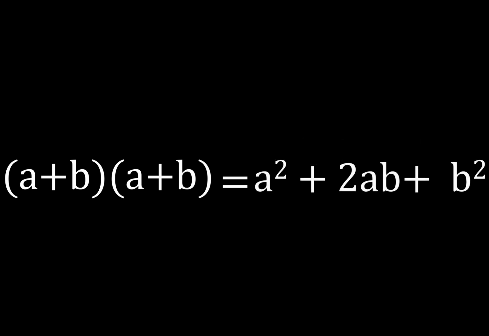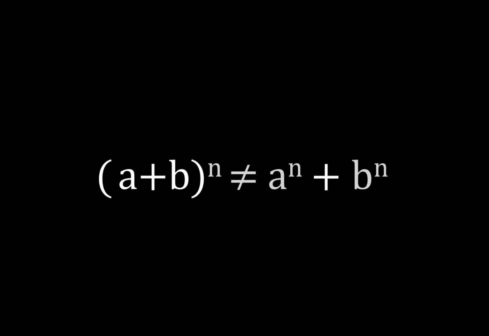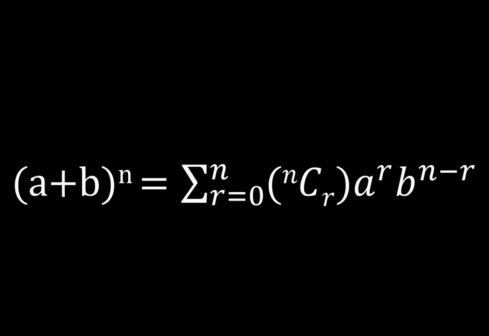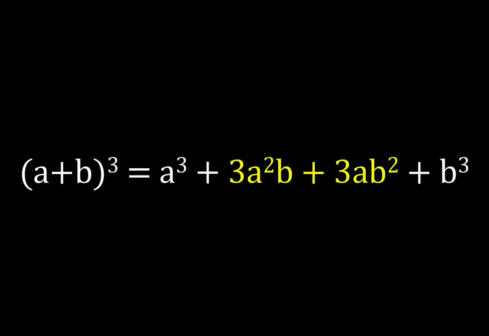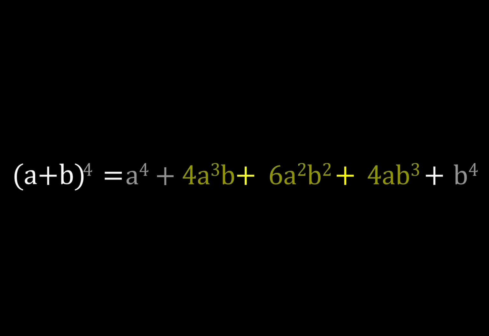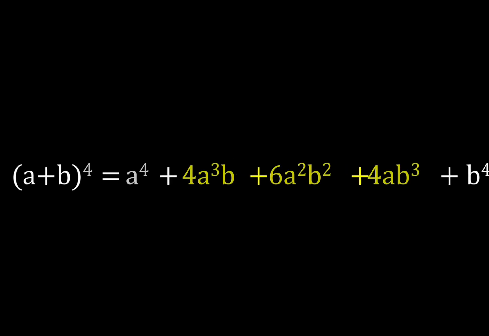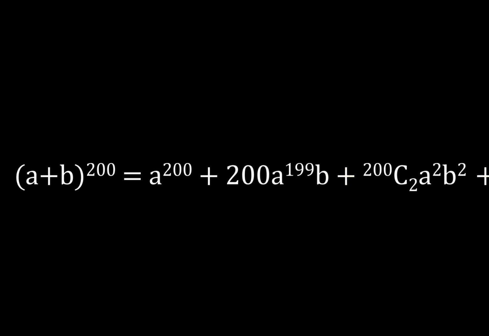As we grow older, we learned a more generalized form for expansions with the form (a plus b) to the power n, which, to the despair of many high schoolers around the world, is not a to the n plus b to the n, but rather this. This generalized form is what we know as the binomial theorem. Soon, you find yourself playing around with n equals 3, n equals 4, and maybe, if the question is feeling especially frivolous, n equals 200.